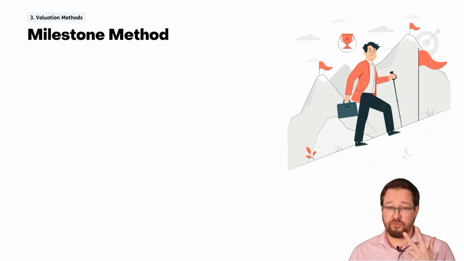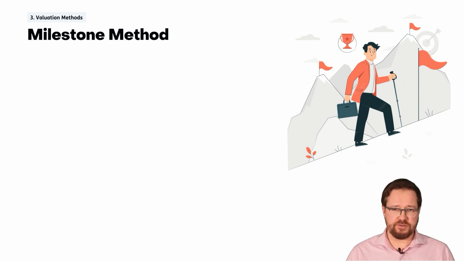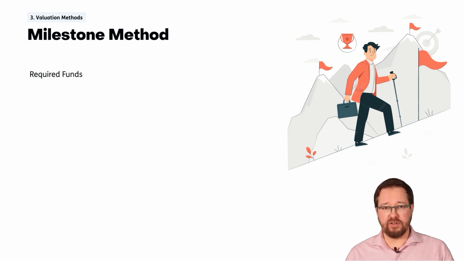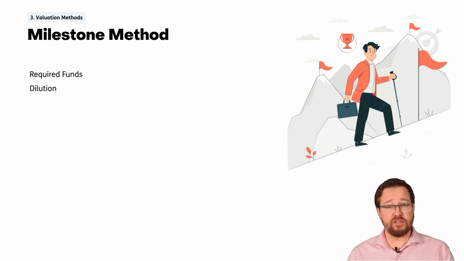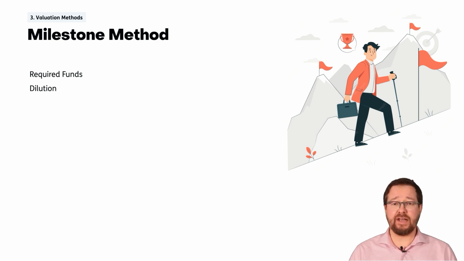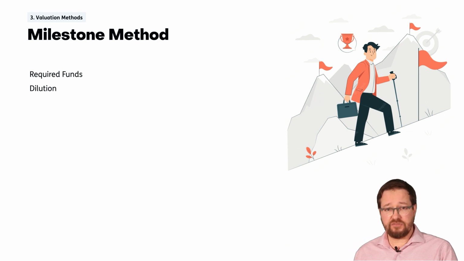Let's move on to the third method, the milestone method. The milestone method is similar to the last one, but focused on your perspective. It is based on 2 questions. 1. How much money do you need to get to the next, preferably big, inflection point or milestone? 2. How big a share of your company are you willing to give up for it? This is again in line with how investors think.